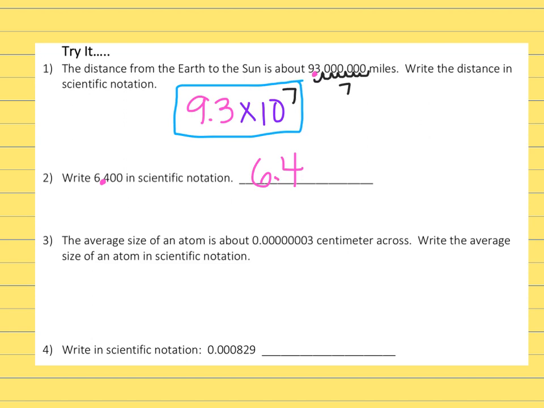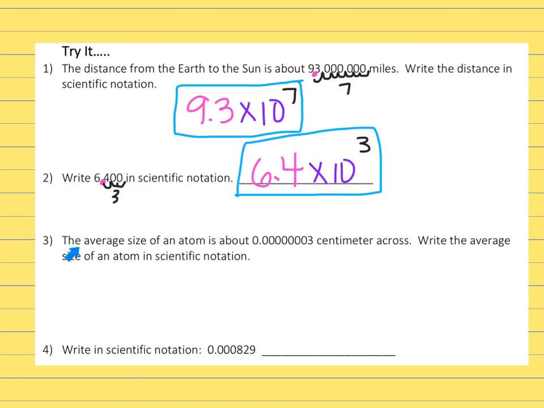Then I need to count the number of place value positions or jumps the decimal would need to move to get to that location. 1, 2, 3. So my exponent is 3. Then it's always written as a power of 10. And because this number 6,400 was a large number greater than 10, I'm going to keep this exponent as a positive number. The final answer for this one would be 6.4 times 10 to the third power.